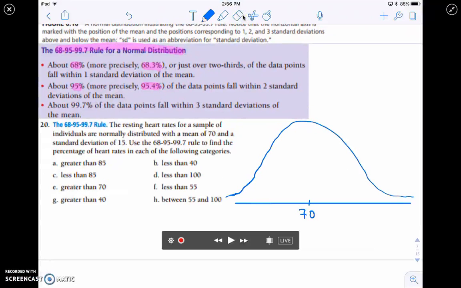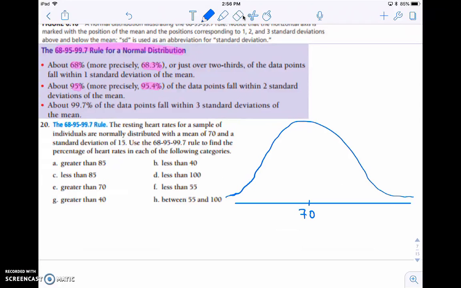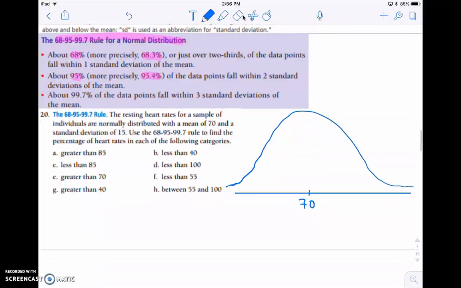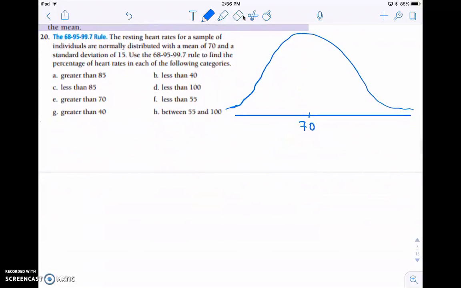Okay, this is part 2 of Unit 60, looking at the normal distribution. And we're looking at question number 20. We just went over the 68, 90, 95, 99.7 rule. And now we want to look at this data where we have a resting heart rate for a sample of individuals that are normally distributed with a mean of 70 and a standard deviation of 15.